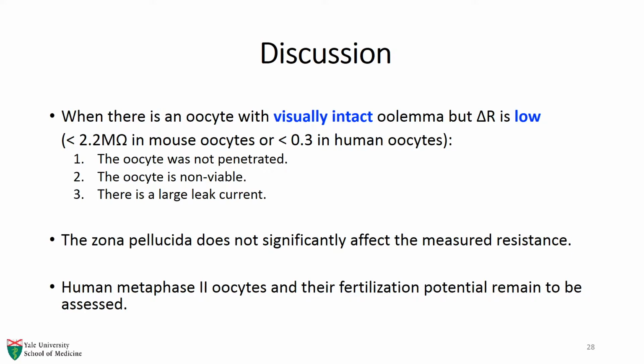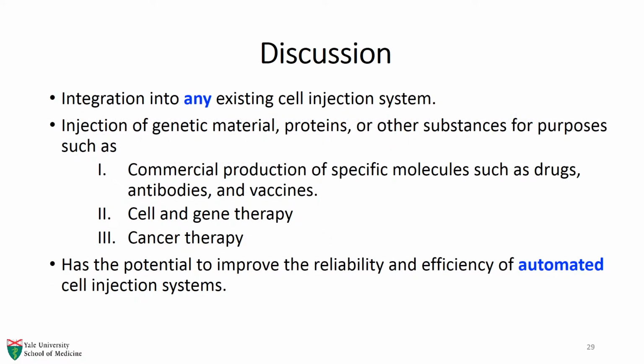It is noteworthy that when there is a visually viable oocyte, but the resistance increase is relatively low, the oocyte might have not been penetrated, or it is not viable, or there is a large leak current. This device can be integrated into any cell injection system and therefore has the potential to improve the reliability and productivity of automated cell injection systems.